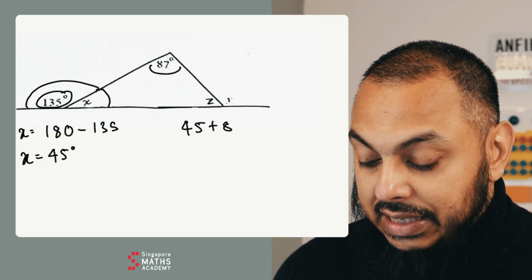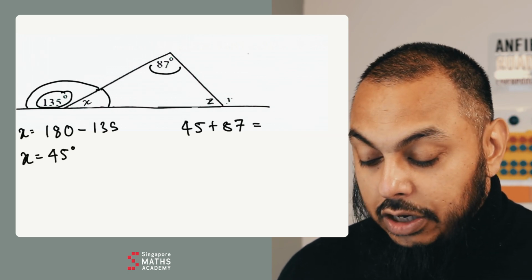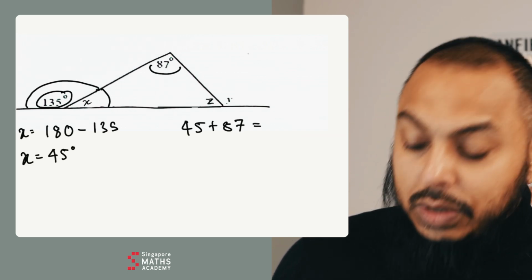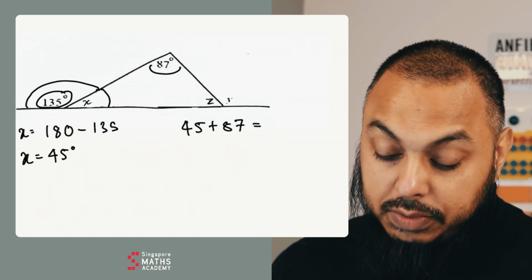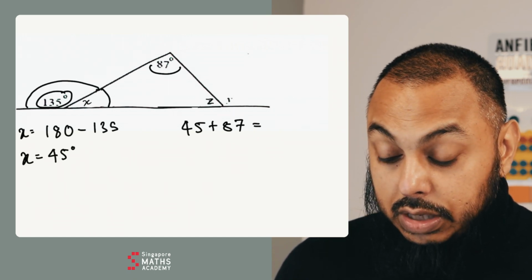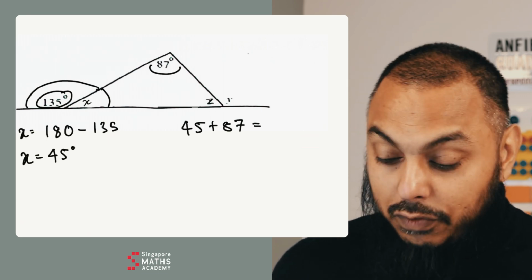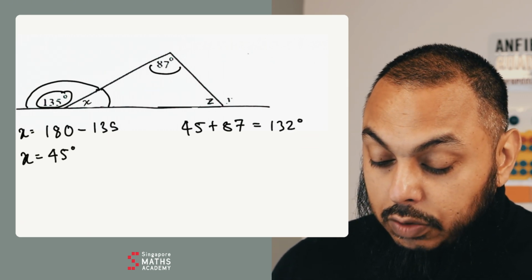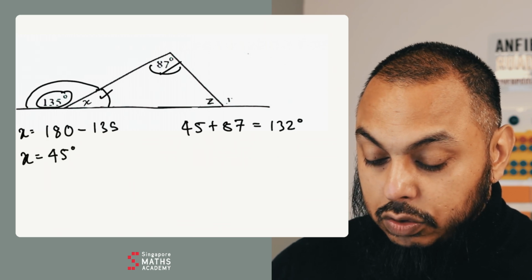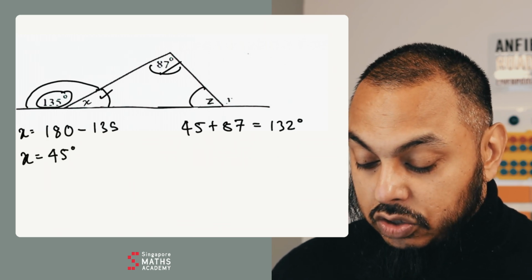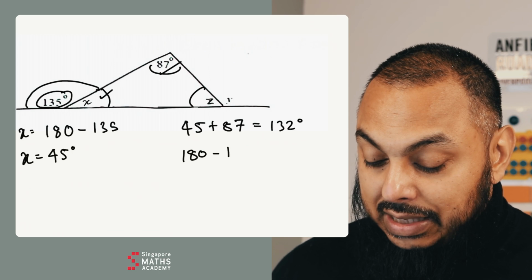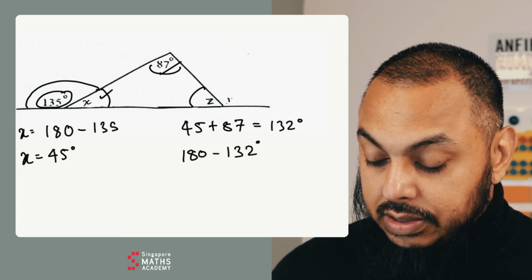45 plus 87 is equal to, well, 80 plus 40 is 120. 5 plus 7 is going to be 12. So 120 plus 12 is 132. So these 2 add up to 132 degrees. So Z is just going to be 180 take away 132 degrees.